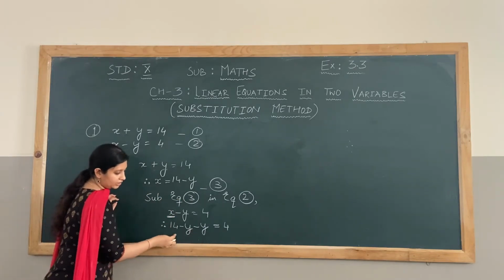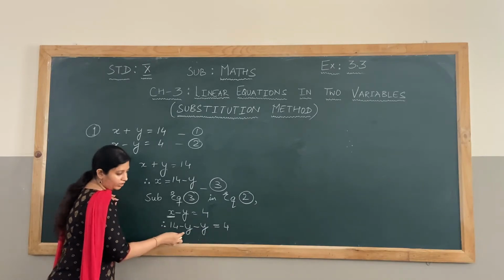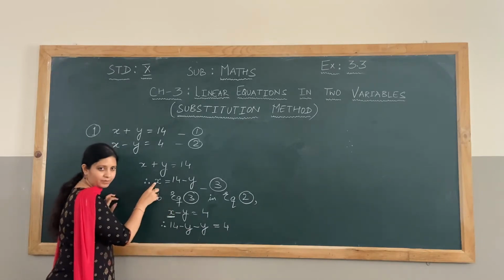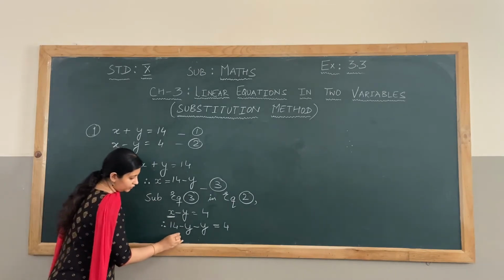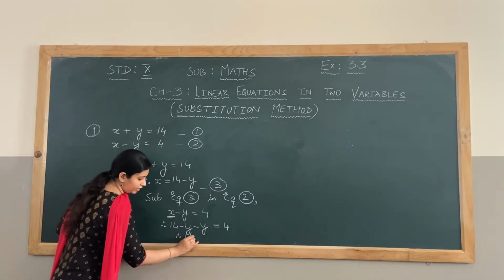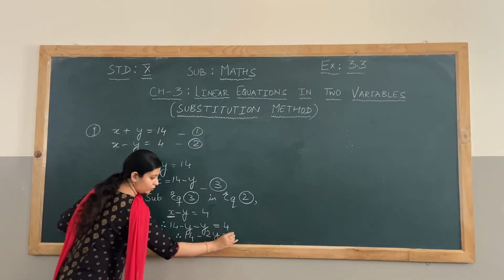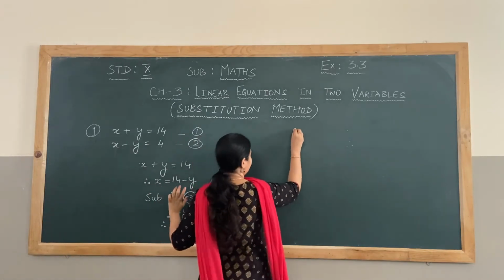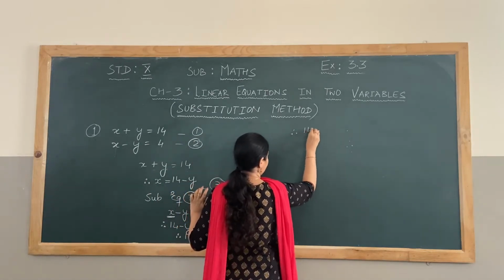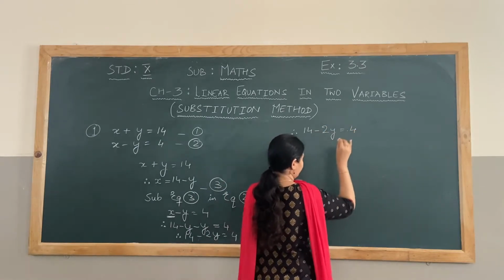Now, from here you can see your equation contains only one variable. Only y is there, x is already eliminated. This is called the method of substitution. Now, you need to solve this further. Therefore, 14 minus y minus y equal to 4. You need to solve this again, so I am writing this equation again: 14 minus 2y is equal to 4.